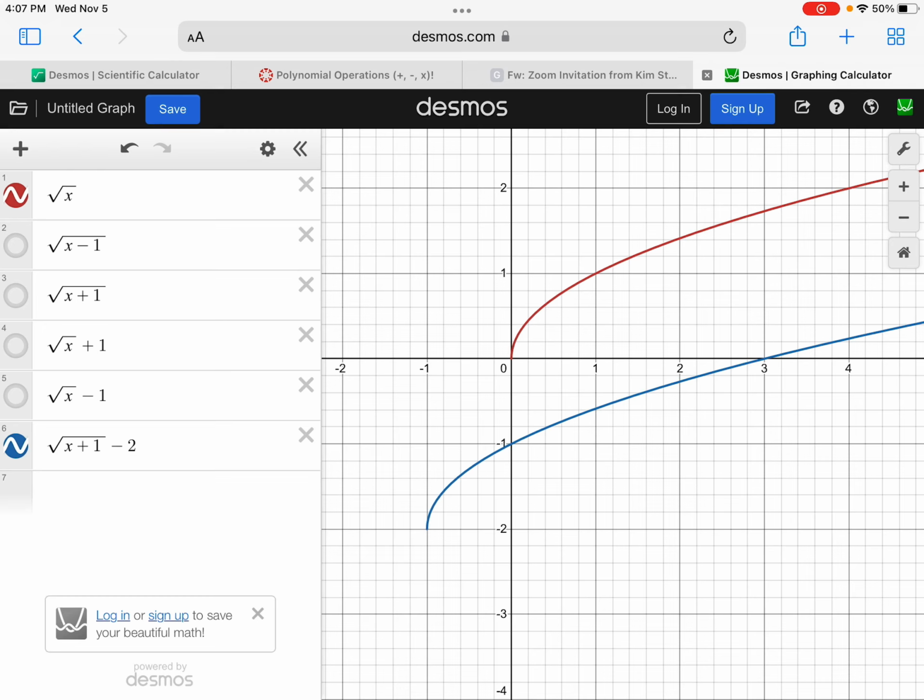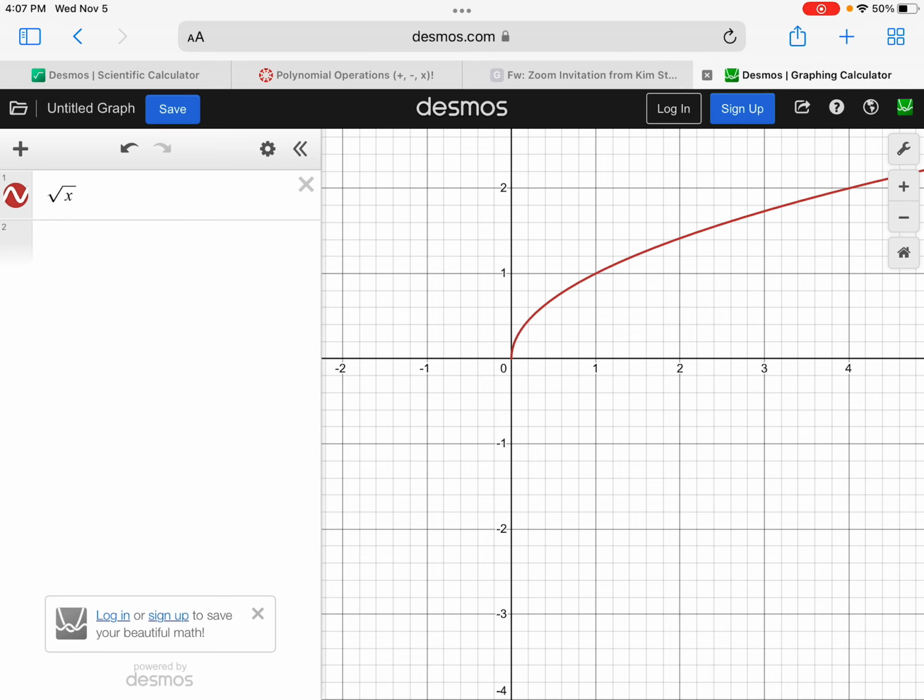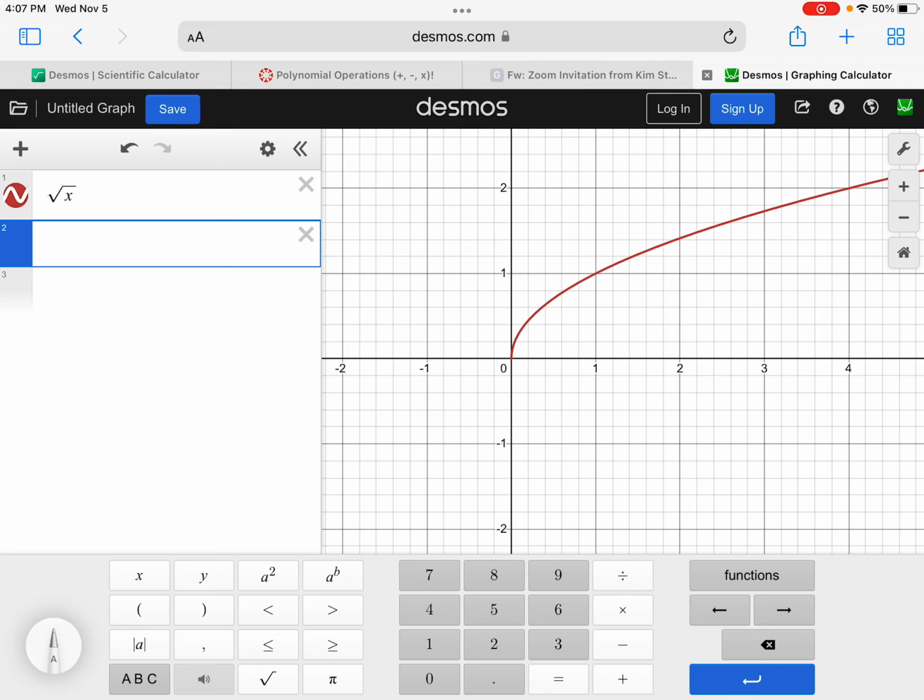Okay, there's a couple other bells and whistles we're going to talk about here. One thing we can do that we haven't done yet is we can make it steeper and grow faster. So that's the square root of x.